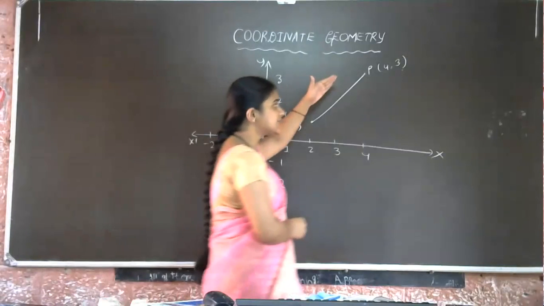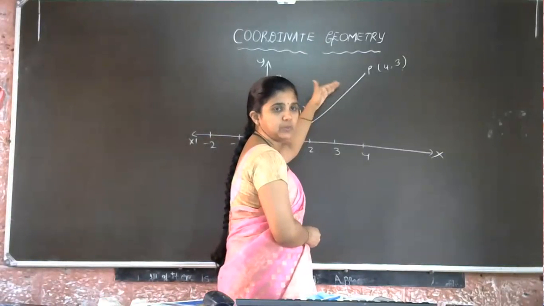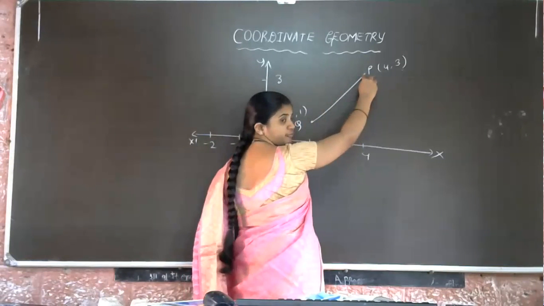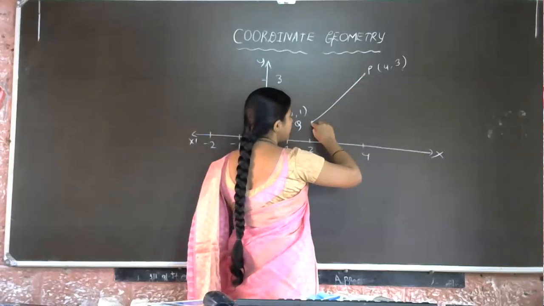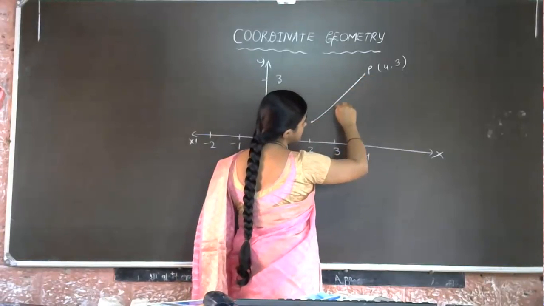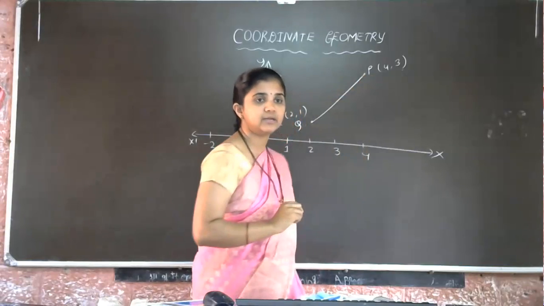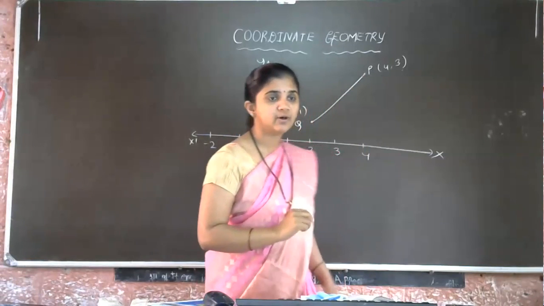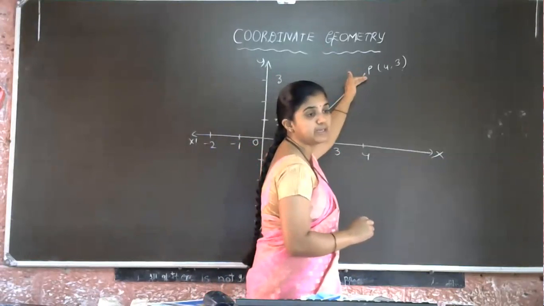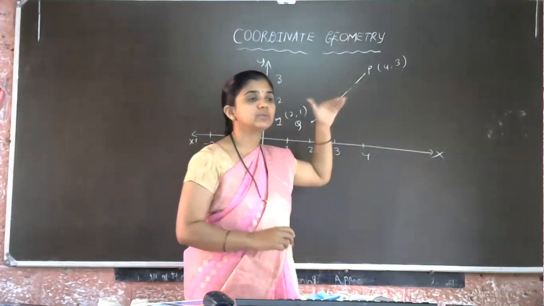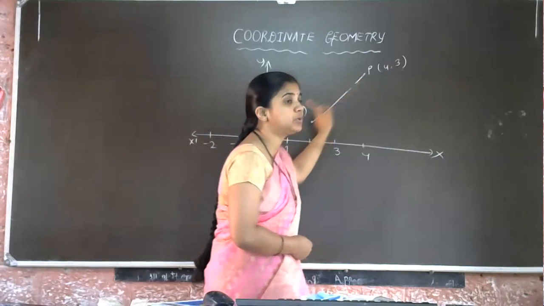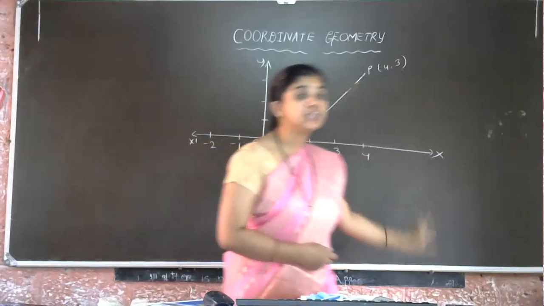So what is the distance of this PQ? That is the question actually. How can we find out the length of PQ? We cannot find it by counting the graph paper. No, it is not possible. So how can we find out the distance or length of this PQ? That is actually today's topic. How to find out the distance of one point to another point in the Cartesian plane.